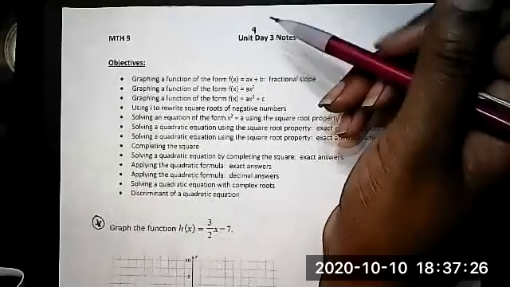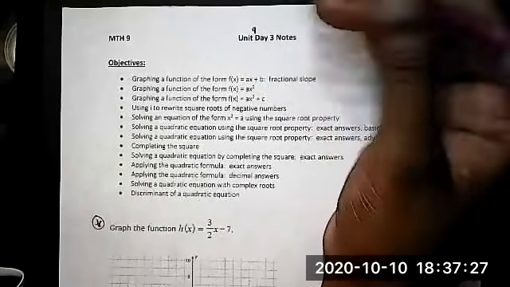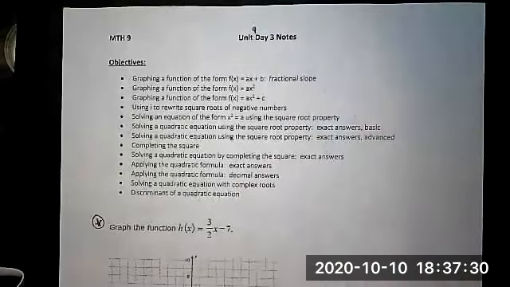So this is unit 9. For some reason, it didn't show up on the worksheet, but unit 9, day 3 notes. These are your objectives. We will be graphing most of the time, but we're also going to get into completing the square, the quadratic formula, the discriminant, things of that nature. But most of this work this day is graphing lines, graphing parabolas, which are quadratics, and moving in that direction.